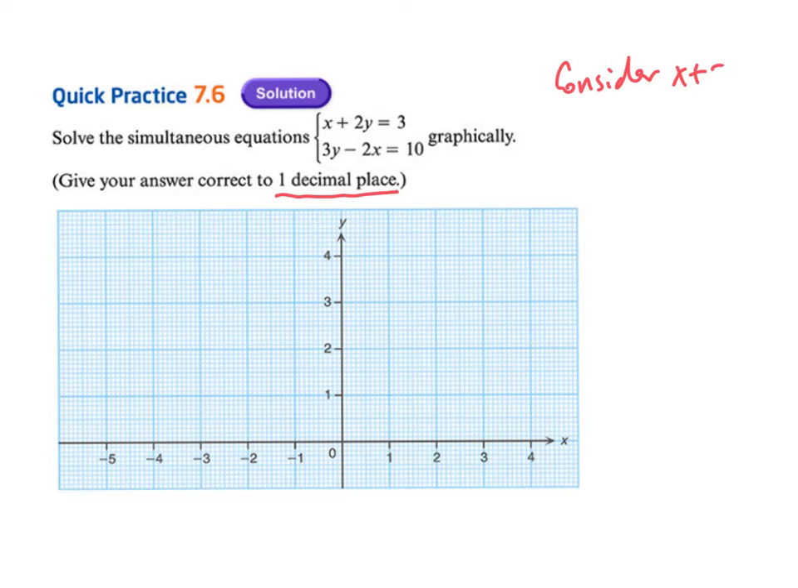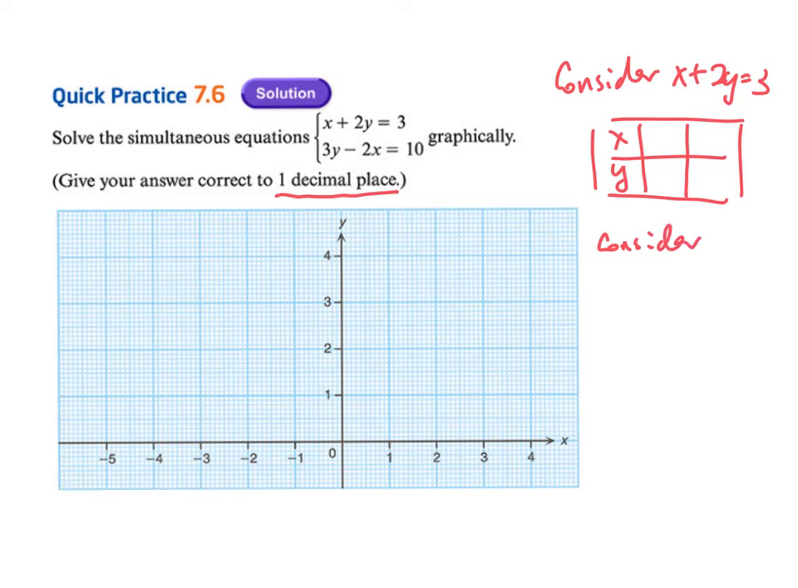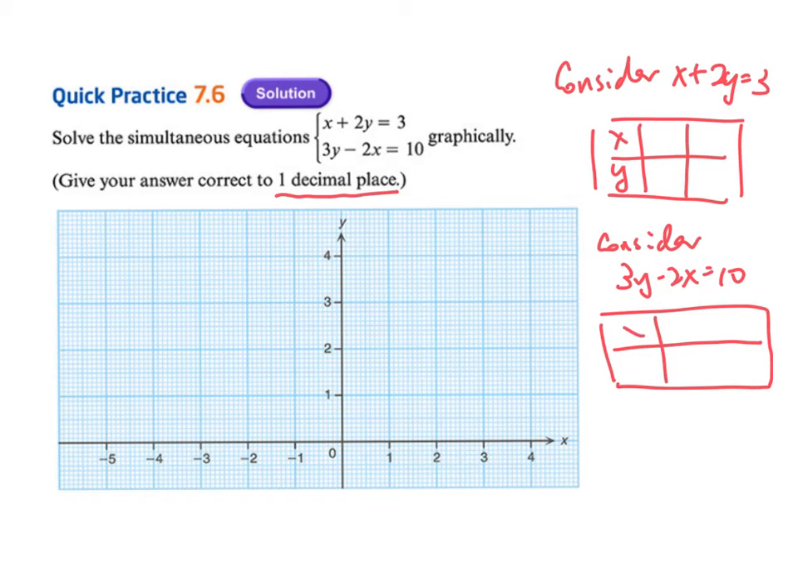Once again you have to consider x plus 2y equals 3. So I will draw the table. To save time, this time I will just use 2 points. And then consider another one, 3y minus 2x equals 10. So I will draw another table, x and y, and then I can find any 2 points. Again, I give you some time to do this one. You can stop the video for a while.